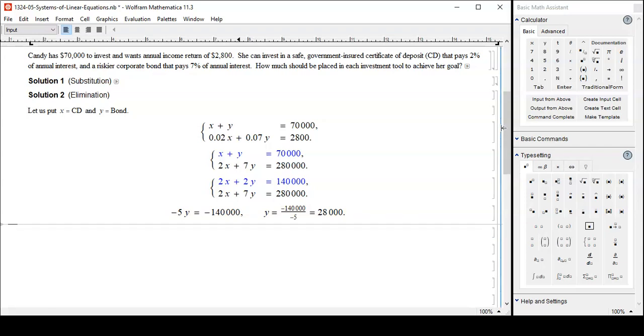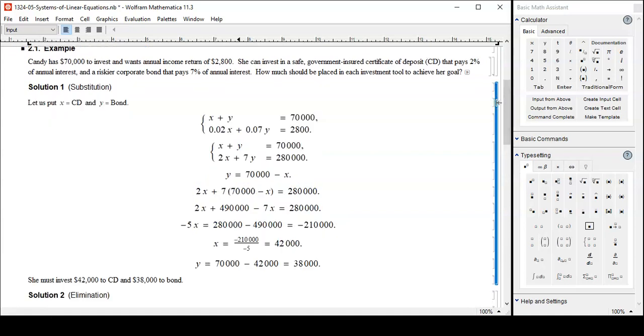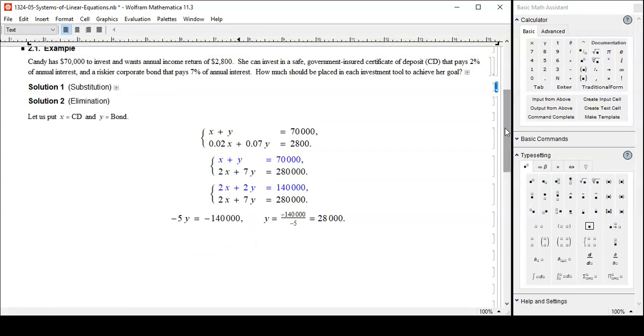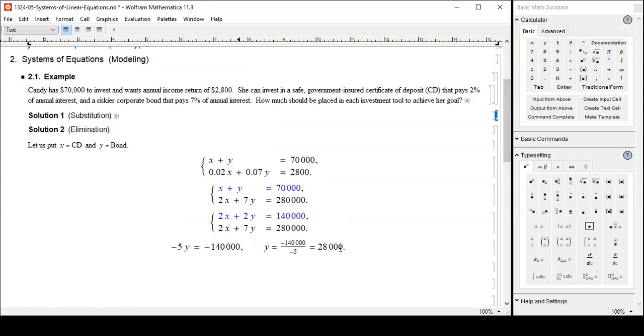That's your y, and that goes to bond. By the way, why did I get 38,000 previously? Oh, it should be 28,000. Sorry. That's what happens if you do not use a calculator. I just used mental math and then made a mistake there. Yeah, 70,000 minus 42,000 is 28,000. Okay, no mistake. 28,000 is right.